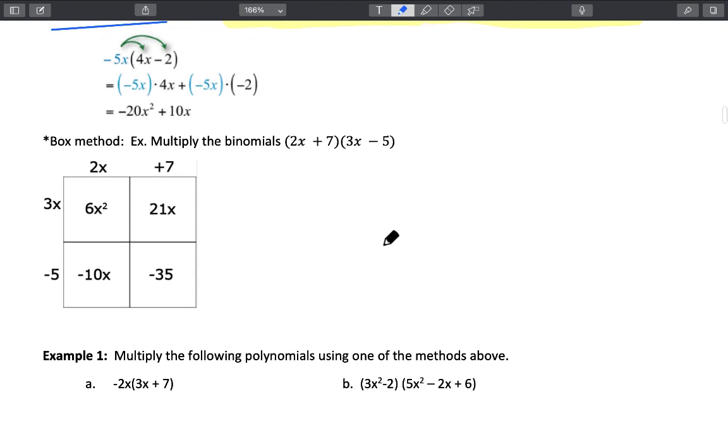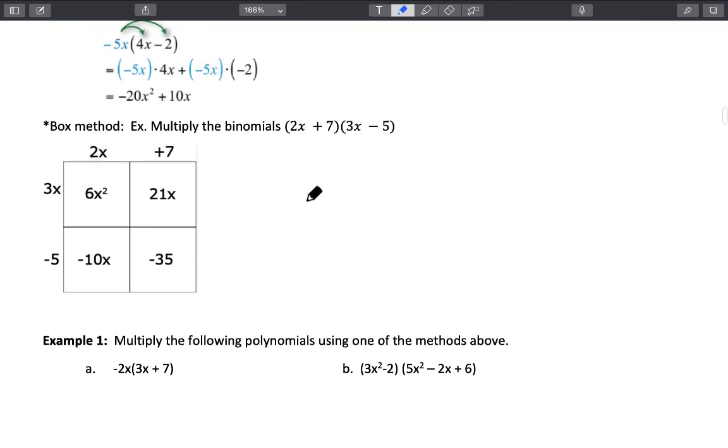The other method that we're going to talk about is the box method. And this is a very visual method for us when it comes to multiplying binomials or any polynomials. And here's just an example. Let's say we're going to multiply 2x plus 7 times 3x minus 5. We can set up a box so that the length of that box is one term, 2x plus 7, and the width of that box is my other polynomial, 3x minus 5. And then we will multiply our rows and our columns.